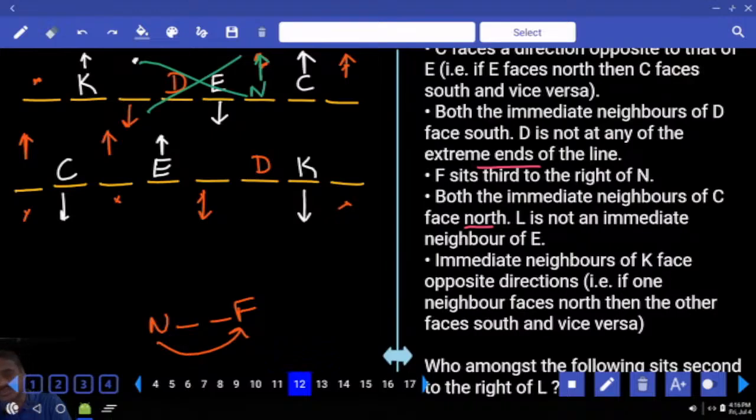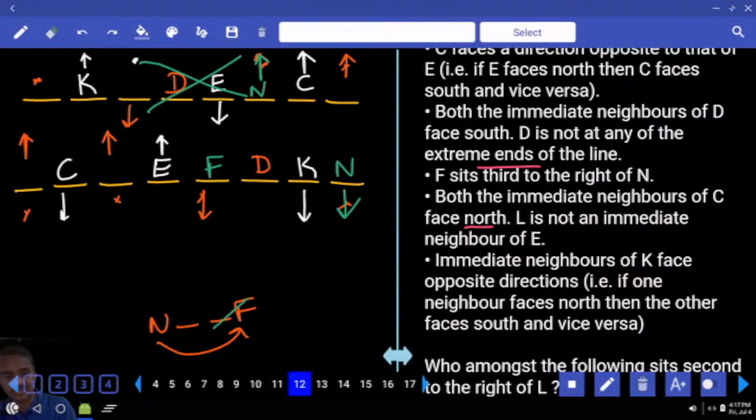Now according to the second case, F is seated south to the right of N, we cannot have N at this place. Now we cannot have N at this place. Clear? Then if you have N at this place, F is seated south to the right and F must be here, not possible. Then what is the only possibility left over? N must be at the extreme. Now F is seated south to the right of N. Then N is facing towards south.